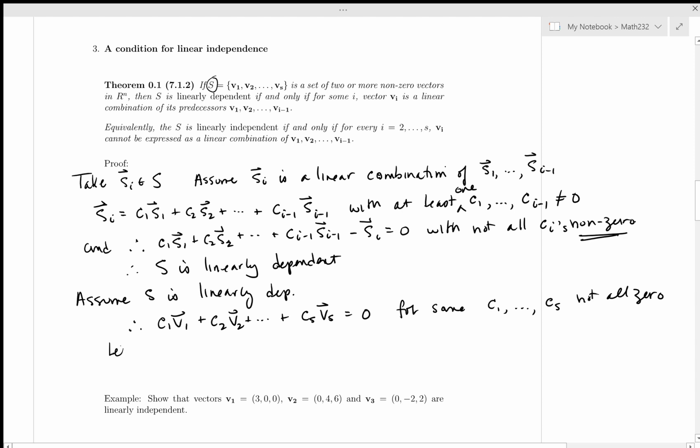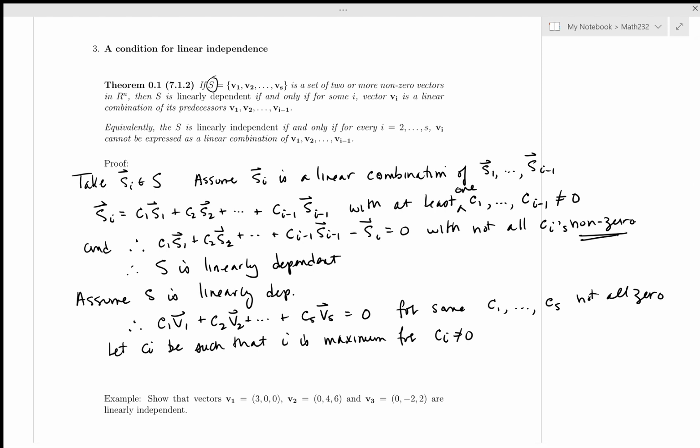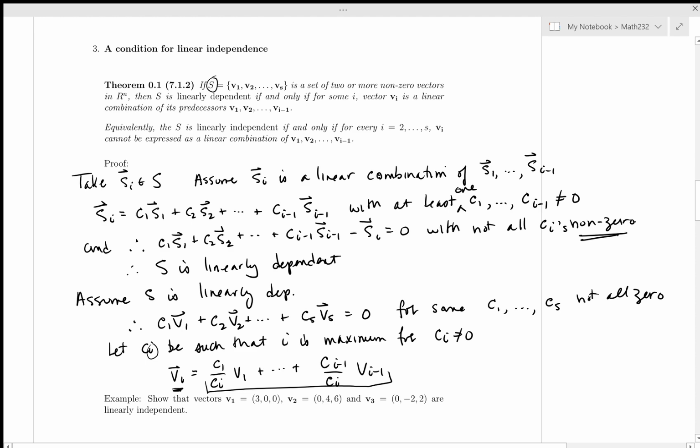Okay, so then what we do is let ci be such that i is maximum for ci non-zero. So we just choose the constant ci that is the largest and non-zero. Then we can easily observe that vi is equal to c1 over ci times v1, and you go through them all like that, up to c i minus 1 over ci times v i minus 1, and then we are done, right? We have now shown that the ith vector can be expressed as a linear combination of its predecessors.